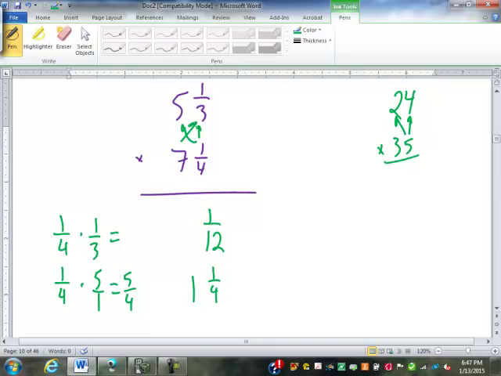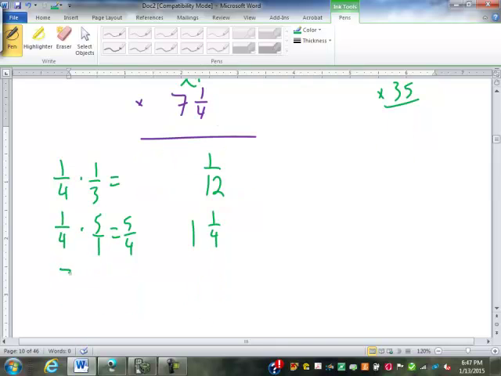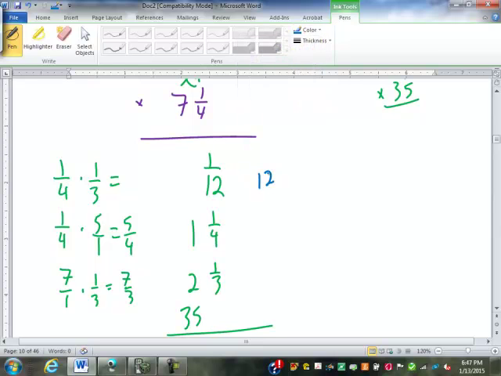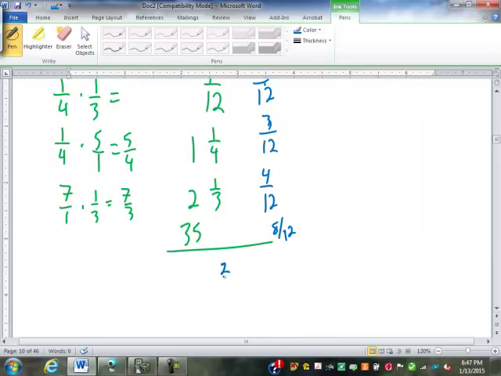Now I have to do the 7 times 1/3. So again, that's 7 over 1 times 1 over 3. 7/3 or 2 1/3. And then 7 times 5 is 35. Now we need a common denominator. Looks like it's going to be 12. So that's 1/12, 3/12, 4/12. 1, 3, and 4 is 8/12, or reducing to 2/3. 1 and 2 is 3, plus 5 is 8, and 3, 38 and 2/3. We get the same answer.